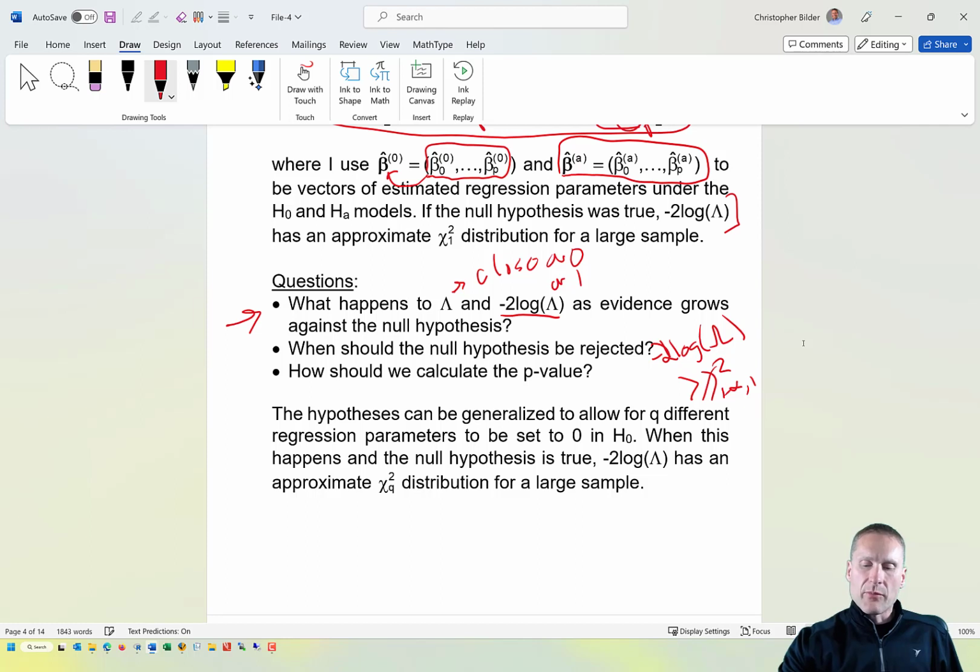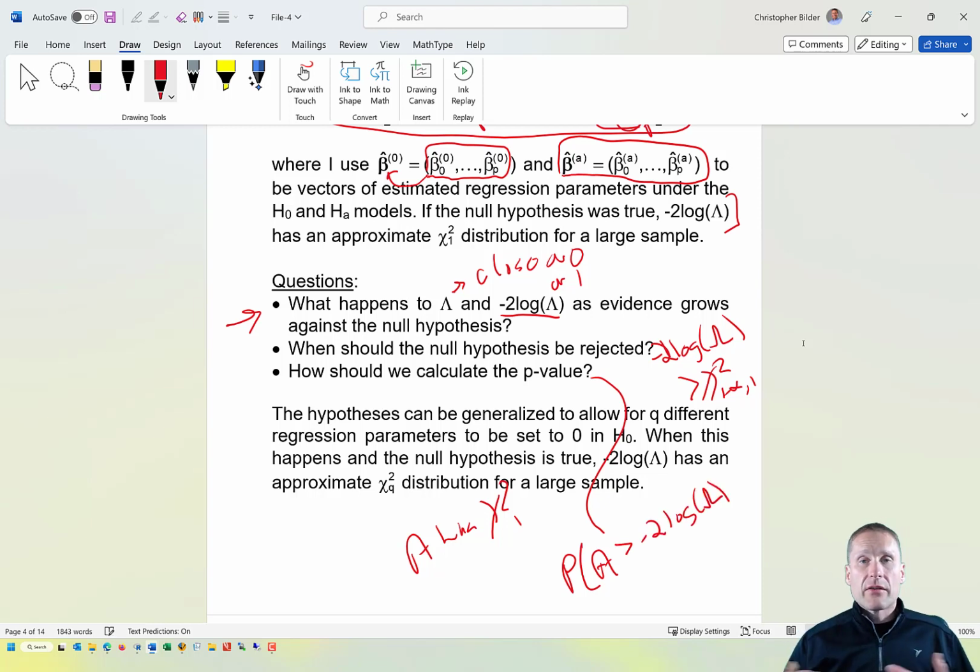How should we calculate then the p-value? Well, this goes into basic concepts that you would learn in an intro stat course. Whenever you're faced with a hypothesis test, we're looking for evidence against the null hypothesis. So when we have something that's unusual to occur, that should lead to a small p-value. In this particular case, then, we would take the probability that A, where let's say A has a chi-square 1 distribution, the probability that A is greater than whatever the observed value is of negative 2 log lambda, that's going to be my p-value.